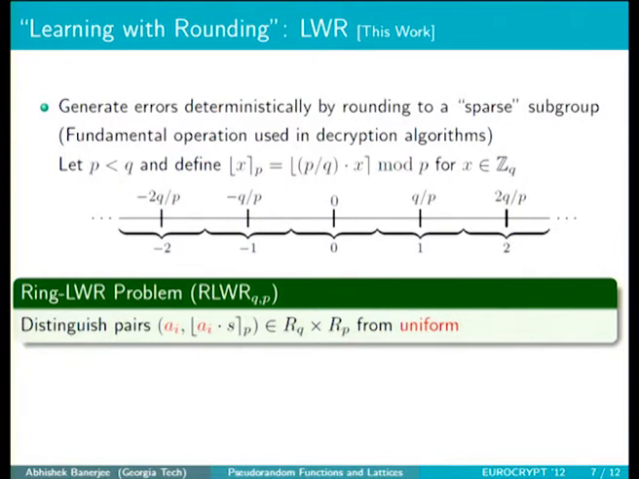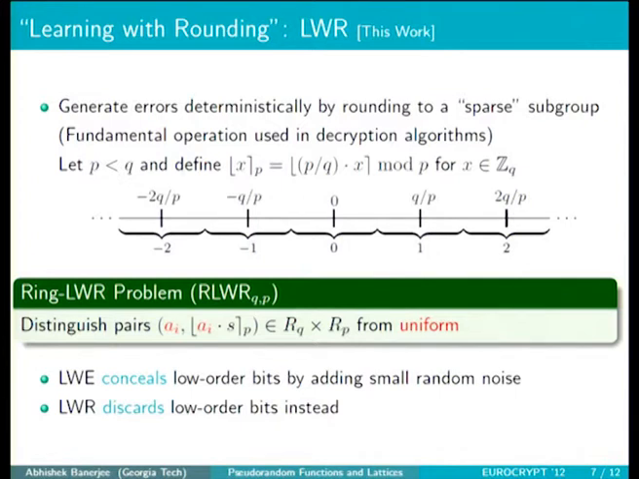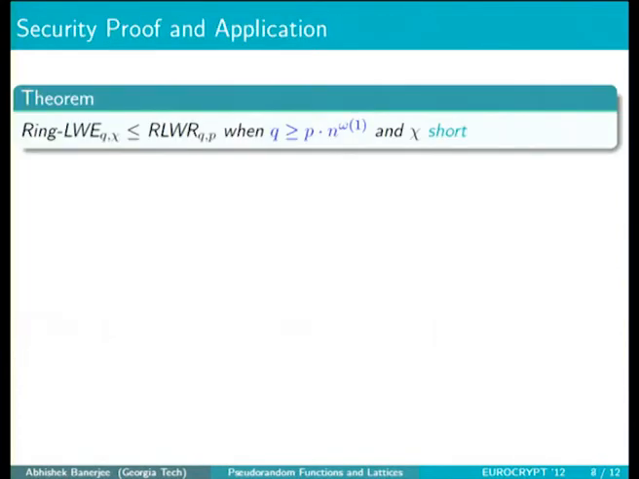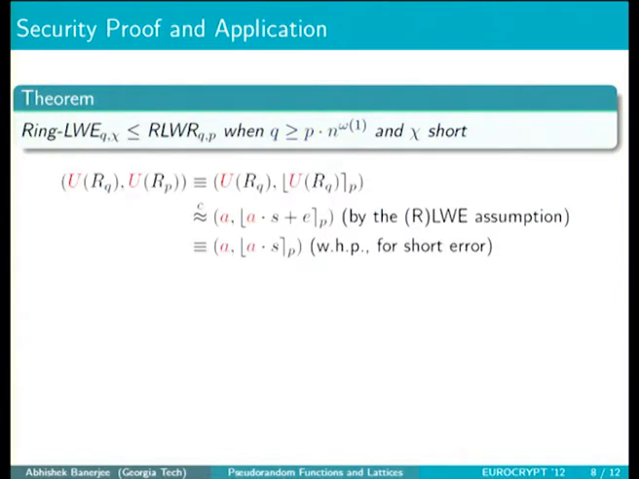What we do here is, instead of adding error, we round to a sparser subgroup, which is the group of integers modulo p, for some p which is less than q. So what we do is we divide Z_q into these q over p size chunks. There are p of those. And we map all of them, we round them essentially to these values, and we interpret them as numbers modulo p. This is kind of the central technique that we use throughout. We extend this operation over the ring by rounding each coefficient, thus giving us an operation from R_Q to R_P.